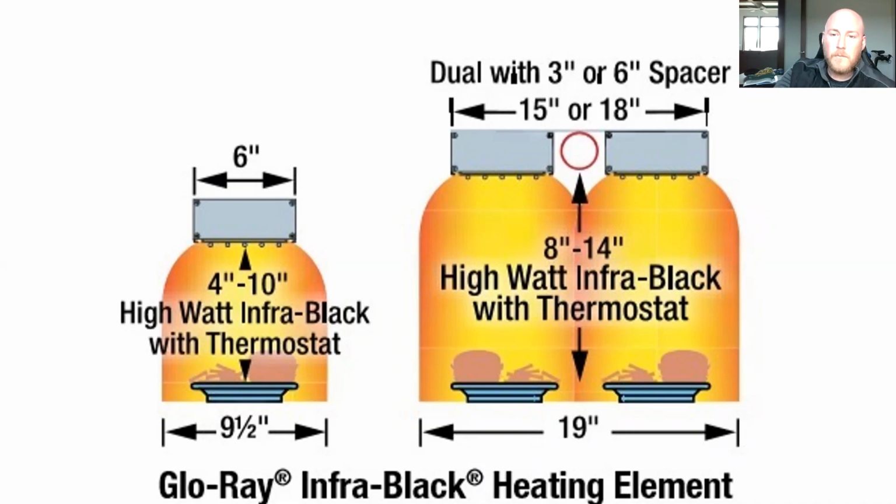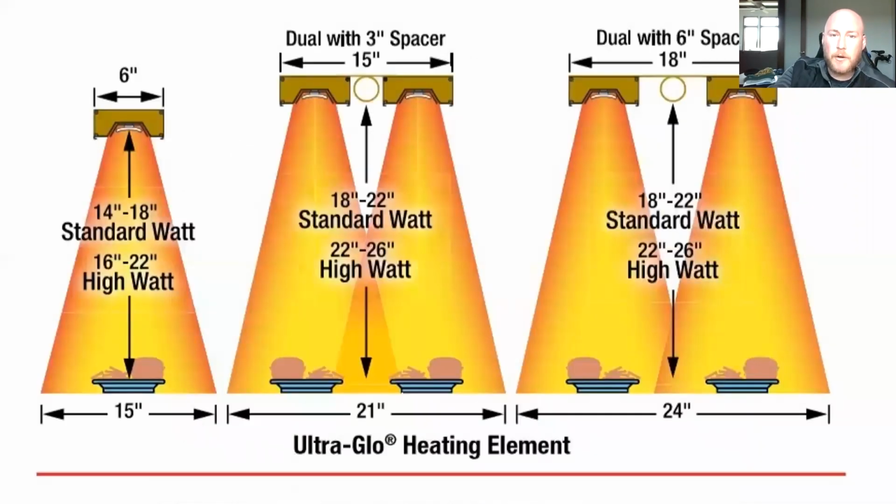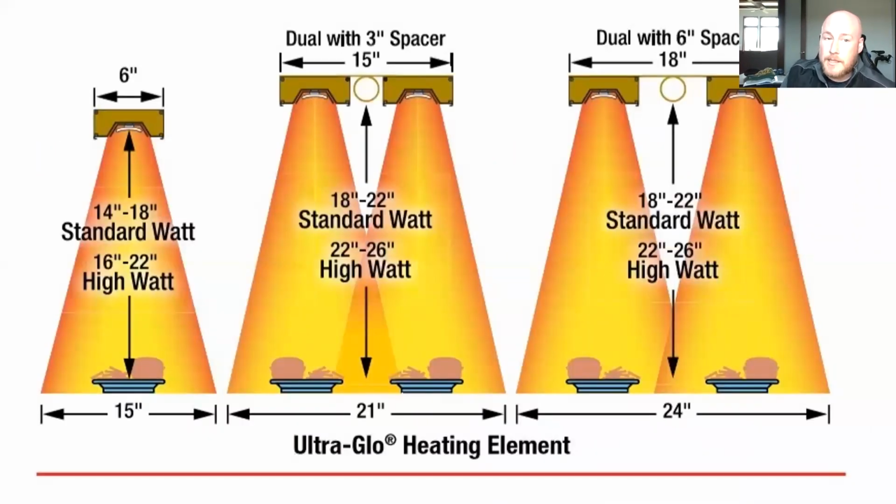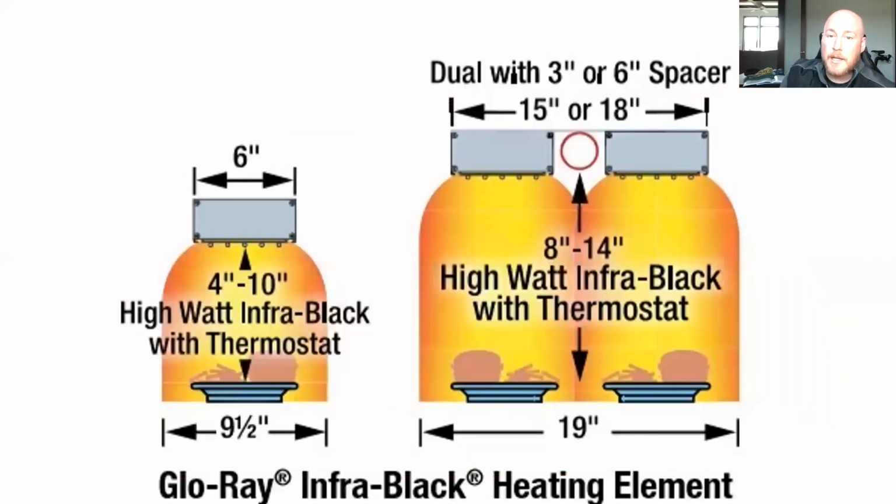Now, if you look, there are several different models here. For example, a high watt glow rate with a standard CalRod element is from 11 to 14 inches. A standard watt ceramic is from 14 to 18 inches. And you can even do the high watt infrablack at 14 inches above when it's a dual.